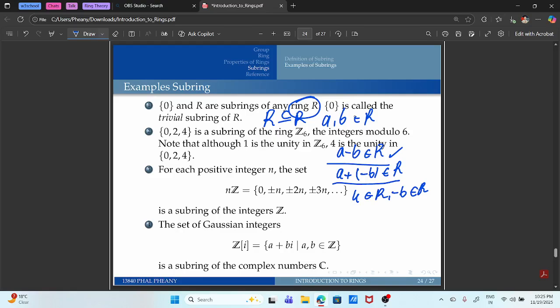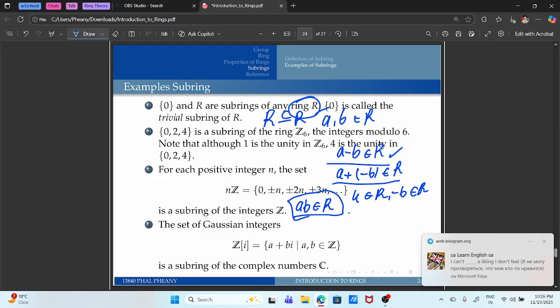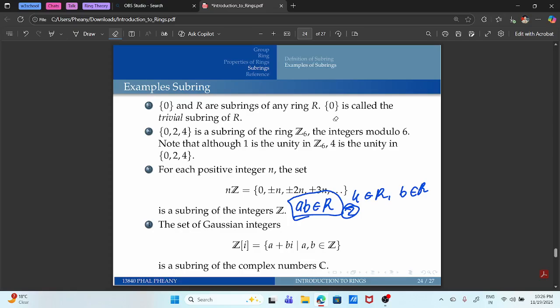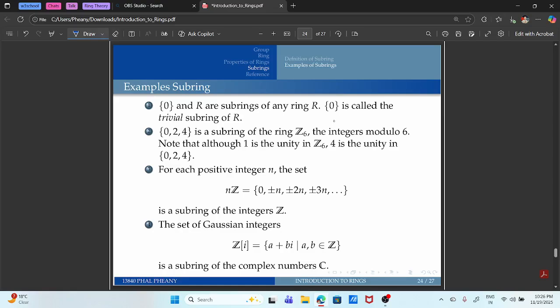Now consider the second condition. A times B belongs to O. Similarly, since O is a ring, multiplication also exists. So by conditions 1 and 2, we can say O is a subring of O itself. Now let me clear this one. Okay, let's move to the second example.